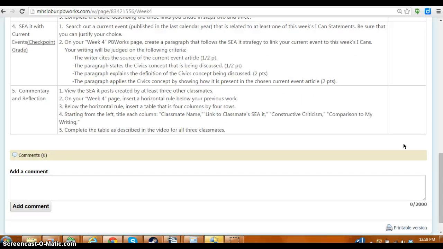Task 5 again sees you doing the same thing, where you're providing constructive criticism to each other, and that is that for the week.